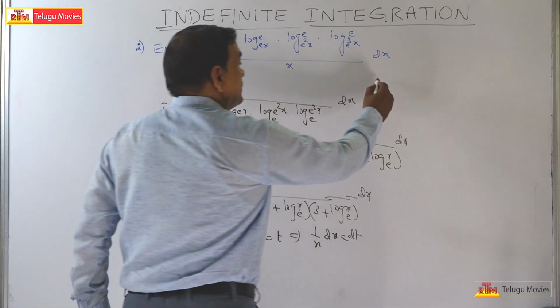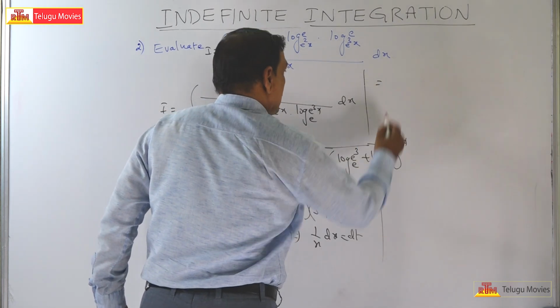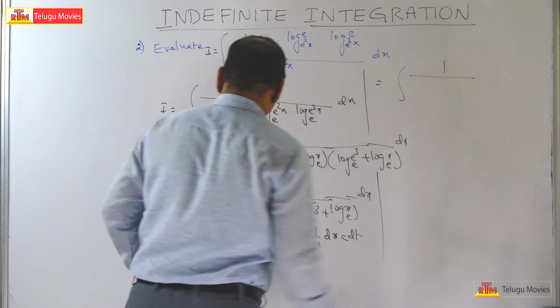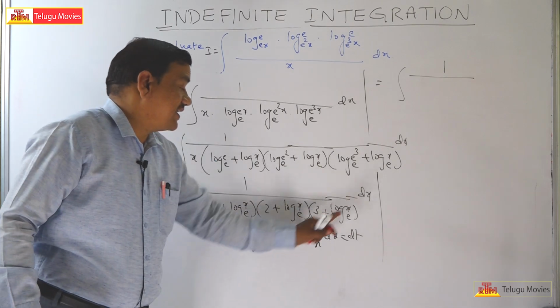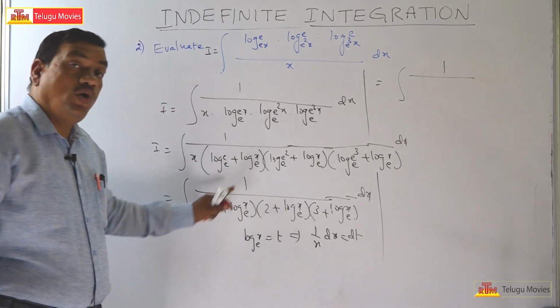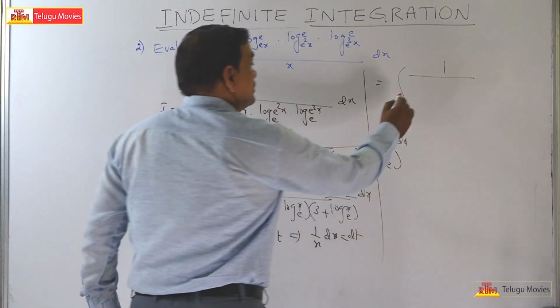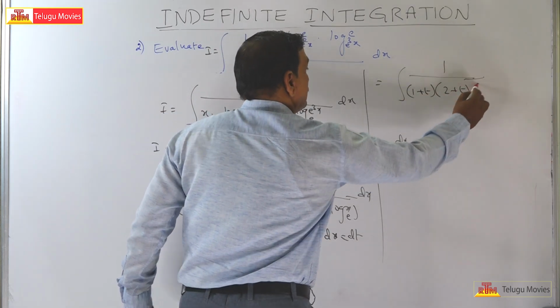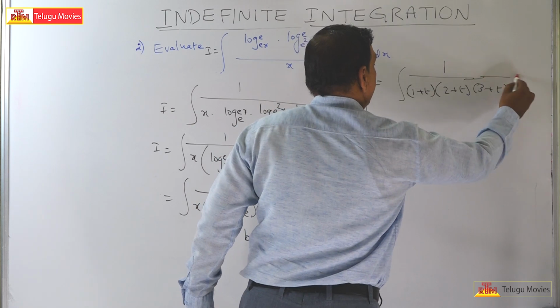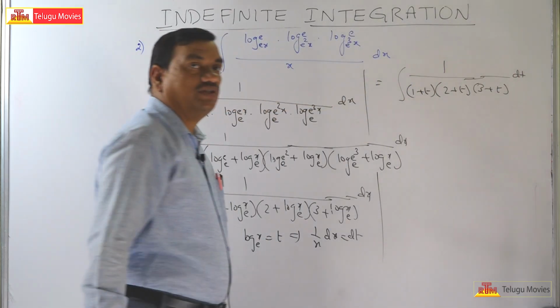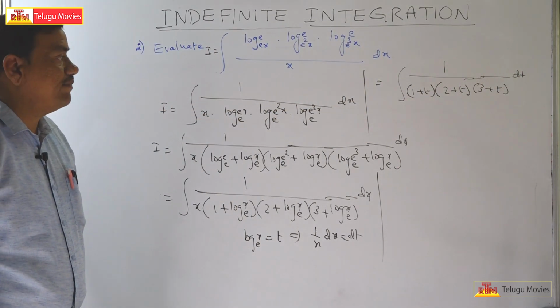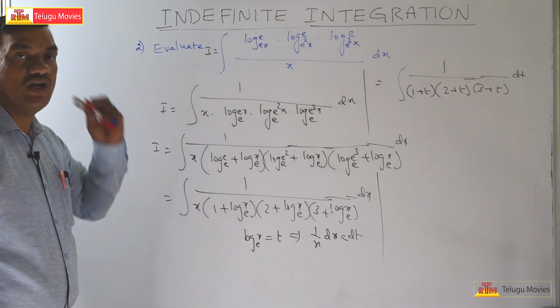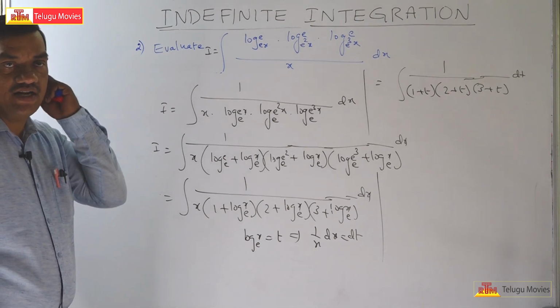So, this implies integral of 1 by x dx, where 1 by x dx is equal to dt. Now, this is your problem: 1 by (1 plus t)(2 plus t)(3 plus t) dt. So, this is your ultimate problem. If you solve that, then you will get the final answer.